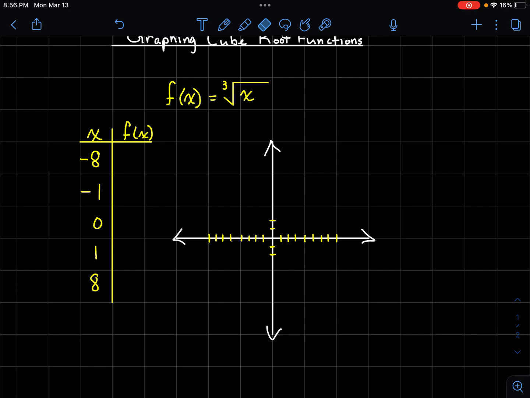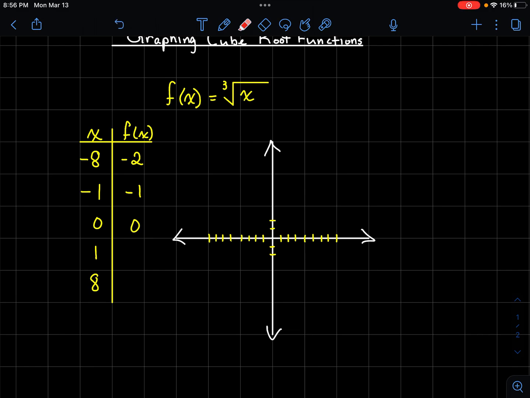I picked some numbers here, and you'll see why in just a minute: these are perfect cubed numbers. So I can take this -8, and I can go to my calculator and type in the cube root of -8. What you will get back on your calculator screen is -2. Do that for -1, the cube root of -1, or in other words, what number times itself 3 times gives you -1. That will give us the value of -1 again.